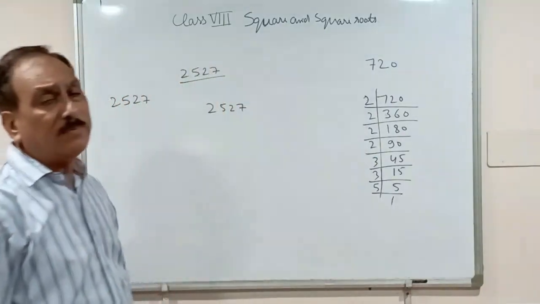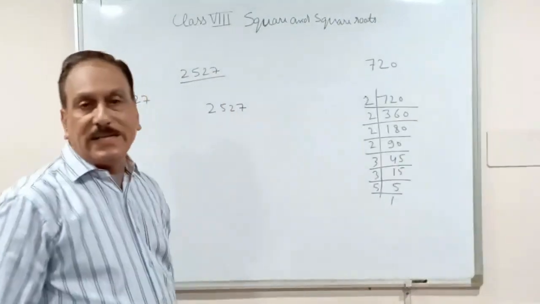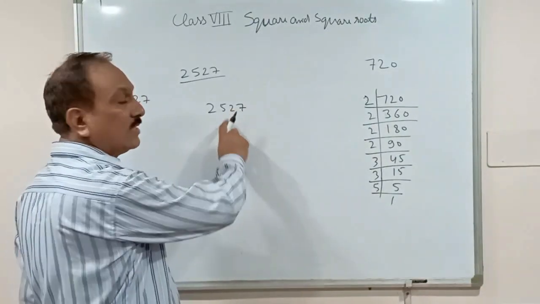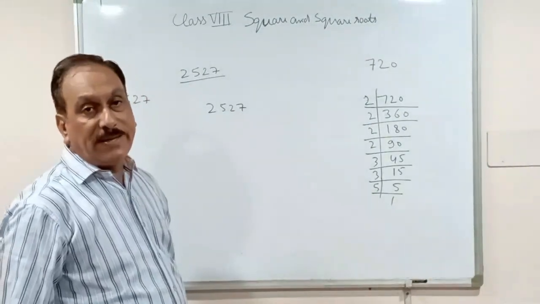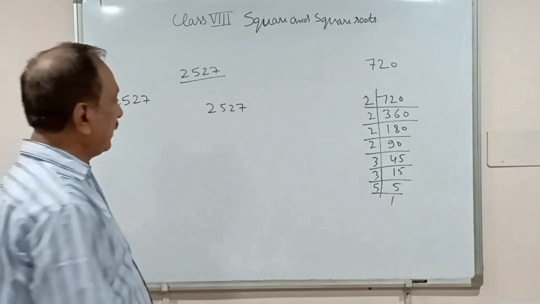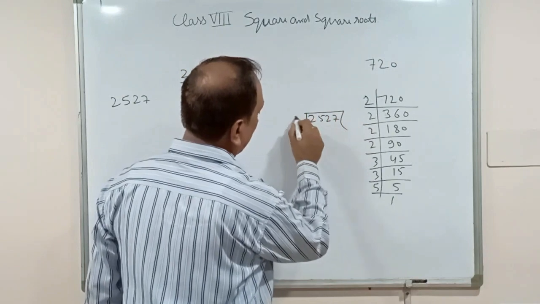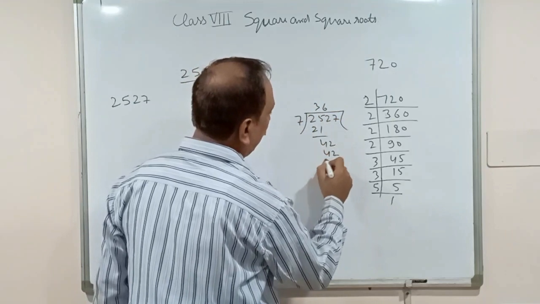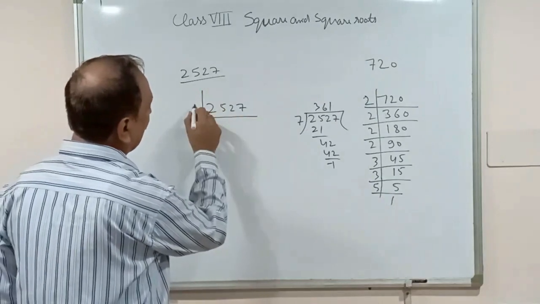This number is not an even number, so not divisible by 2. The last number is 7, it is not divisible by 2. Then we'll check whether it is divisible by 3 or not. 2 plus 5 is 7, 7 plus 7 is 14, plus 2 is 16. This is also not divisible by 3. This is not 5, so not divisible by 5. Then we'll check whether this number is divisible by 7 or not. 2527, check 7. 7 3s are 21, 4, 2. 7 6 are 42. 1 7 7 7. This number is divisible by 7.